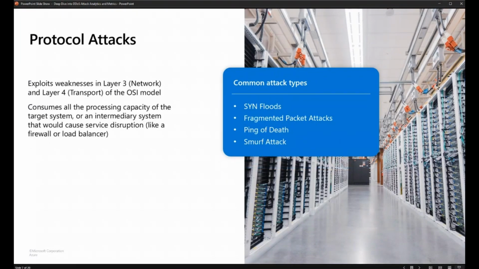Now, the second category is protocol attacks, also known as state exhaustion attacks. They don't aim to saturate bandwidth like the previous volumetric attacks. Instead, they try to exhaust the processing capacity of your infrastructure, whether that's your web servers, load balancers, or even firewalls. They work by exploiting weaknesses in the network and transport layer protocols, things like IP, ICMP, IPsec, or TCP and UDP.